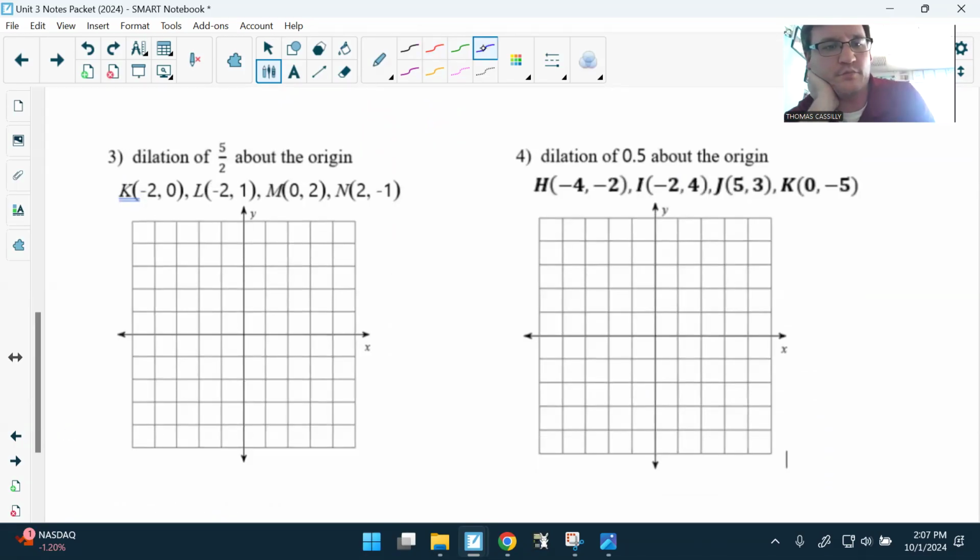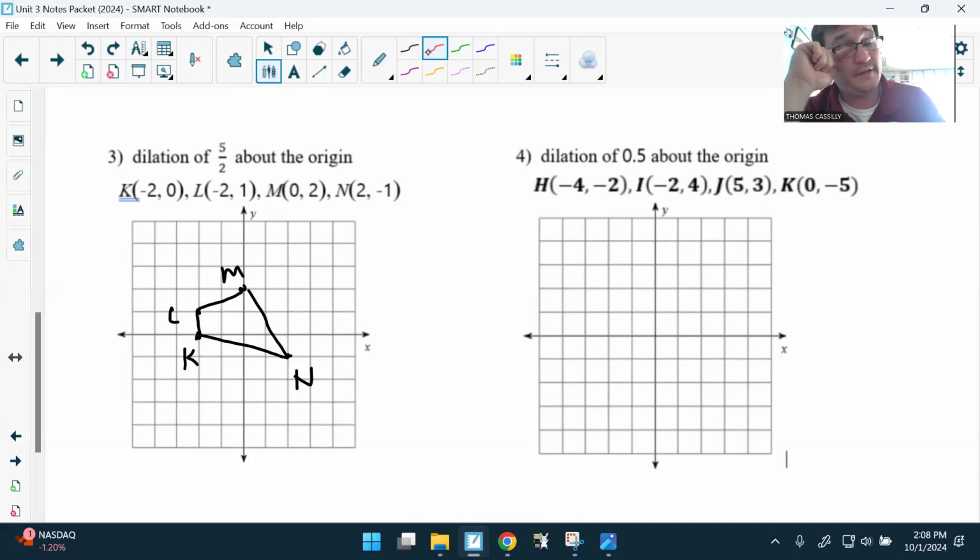K prime. I'm going to get point. Actually, no, I'm not. I'm going to plot the points first, and I'm going to be careful to put everything in the right spot. So here's K. Here is, let's see, -2, 1 is going to go right here. That's L. 0, 2 is right here. That's M. And then N is at 2, -1. So we have a 4-sided shape.